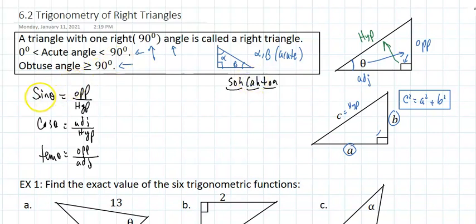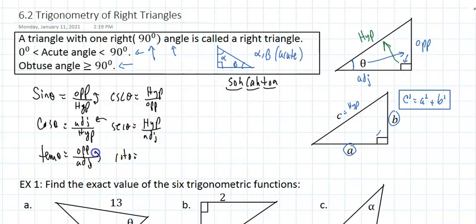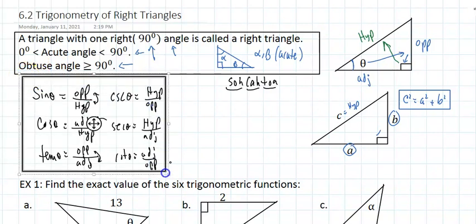Now, associated with sine is cosecant. Cosecant of an angle is the reciprocal of the sine. Secant of an angle is the reciprocal of cosine. And cotangent of an angle is the reciprocal of tangent. Hopefully, we're going to get those down and use them in this section and in every section.